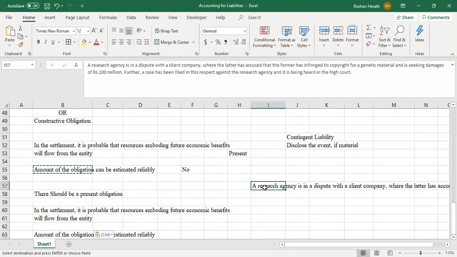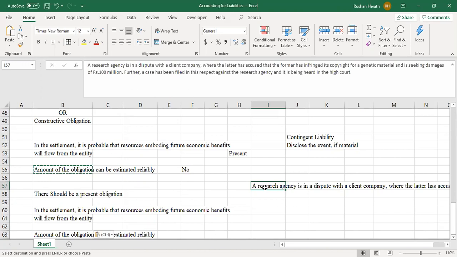A research agency is in dispute with a client company, where the client company has accused the research agency of having infringed its copyright for a genetic material and is seeking damages of 100 million. Further, a case has been filed in this respect against the research agency and it is being heard in the High Court. Should there be a present obligation? Is there a present obligation? That's the first question that you are going to ask.